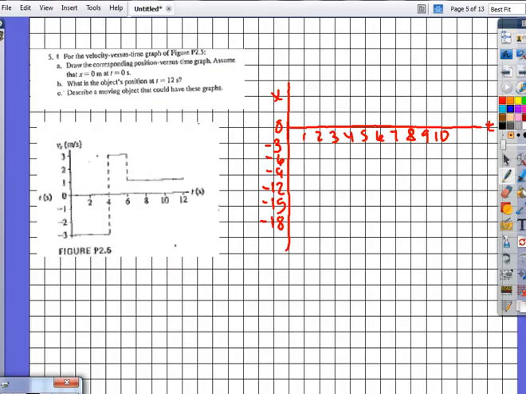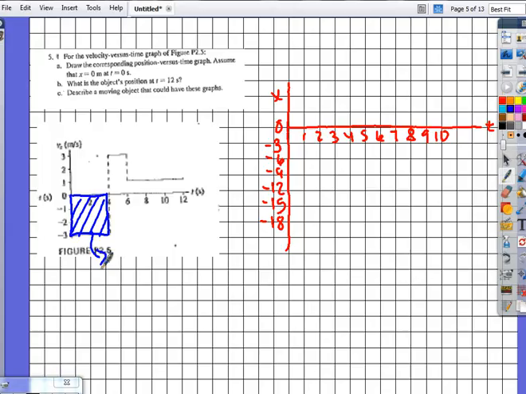It gives us a velocity and time graph. It just says, draw the corresponding position and time graph. Assume that x equals 0 at t equals 0. Now, I've already set up my axis here for you. The reason I went by -3s is I know that in 4 seconds, I did my area here, okay? This area is going to tell me how far I need to go, or what my displacement is going to be over the course of those 4 seconds.